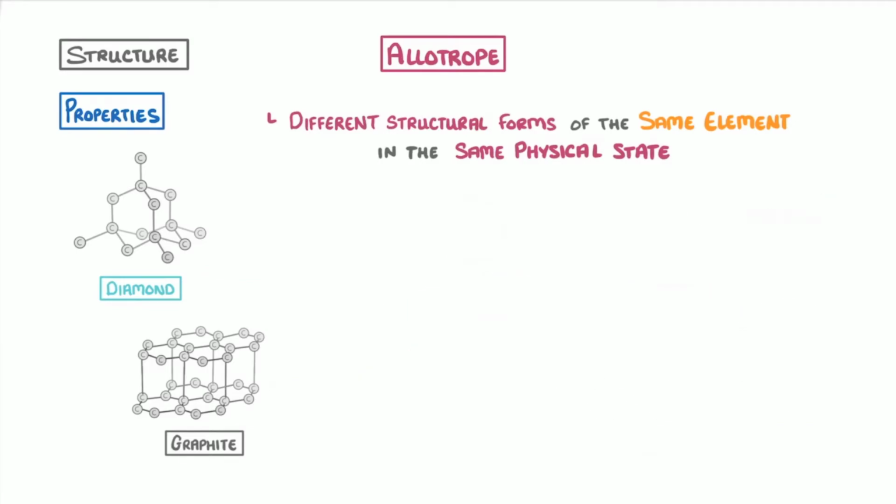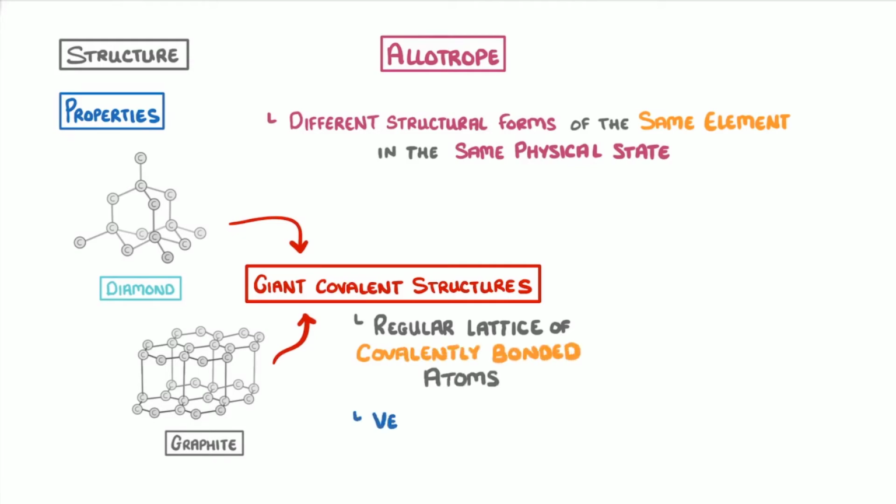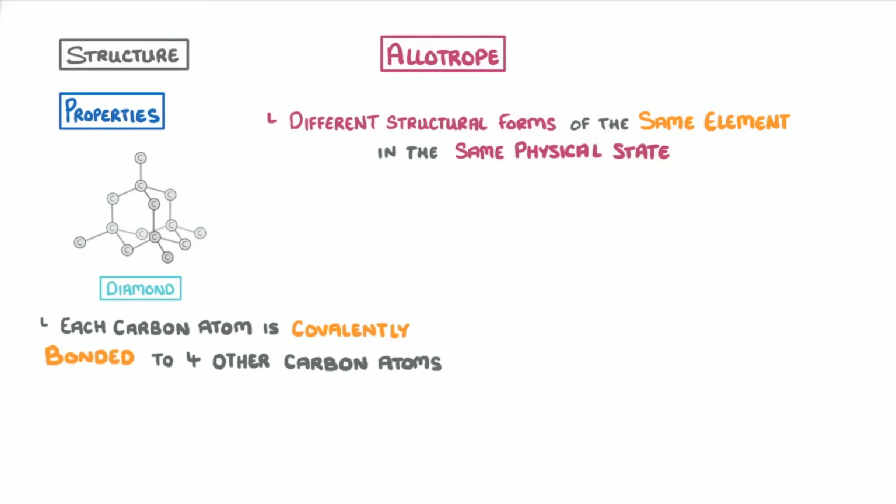Both diamond and graphite are giant covalent structures, which means that they're made of a regular lattice of covalently bonded atoms, which makes them both very strong. In diamond, each of the carbon atoms is covalently bonded to 4 other carbon atoms, which is the maximum number of bonds that carbon can make. This forms a regular 3D pattern, which you're fortunately not going to have to draw, but you do need to be able to recognize this sort of structure.